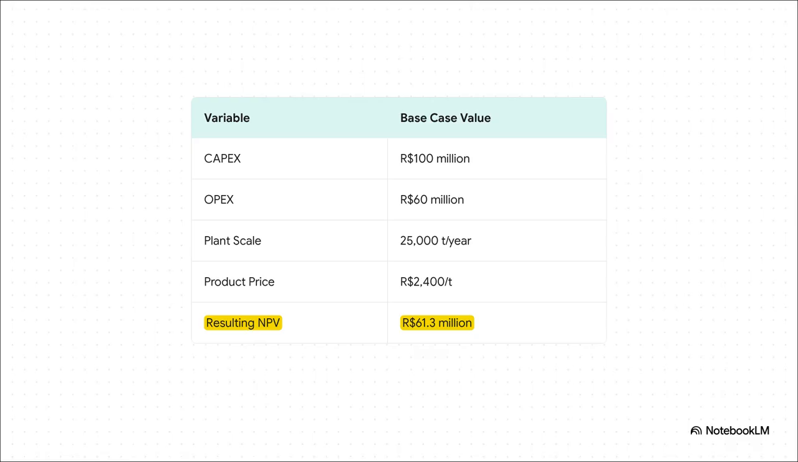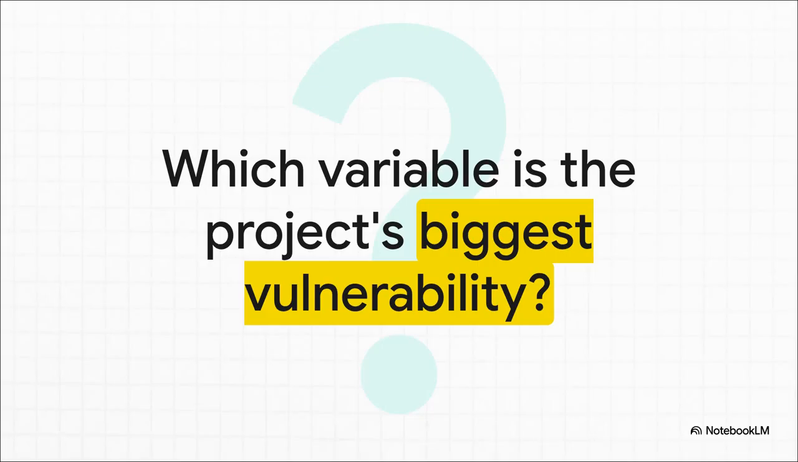Let's look at a sample project. Using all our best estimates, the financial model gives us a positive net present value, or NPV, of over 61 million reals. Now, NPV just tells us how profitable the project is in today's money. And on the surface, this looks fantastic. But we can't just stop there. We've got to find this project's Achilles heel. Which one of these variables, if we get it wrong, could bring the whole thing crashing down?